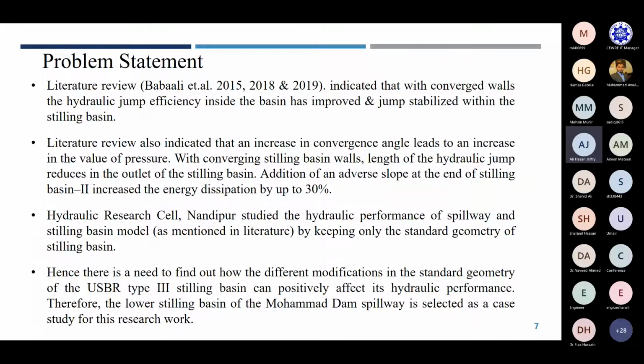Hydraulic Research Center 94 studied the hydraulic performance of the spillway and stilling basin by keeping only the standard geometry of the stilling basin. Hence, there is a need to find out how different modifications in the standard geometry of the type 3 stilling basin can positively affect its hydraulic performance. Therefore, the lower basin of the Mohmand spillway is selected as a case study for this research work. Next, please.